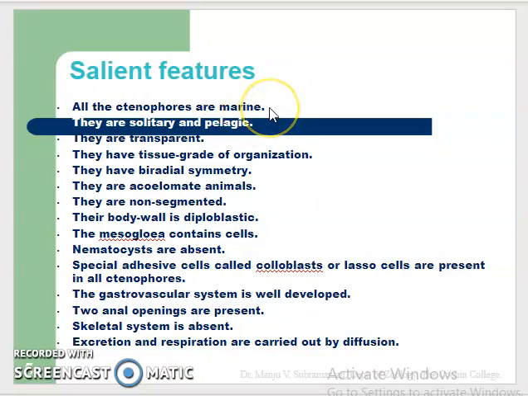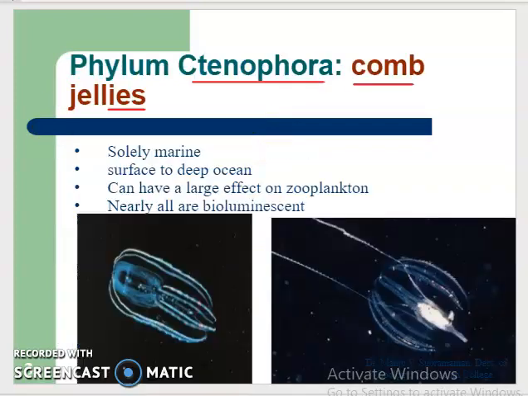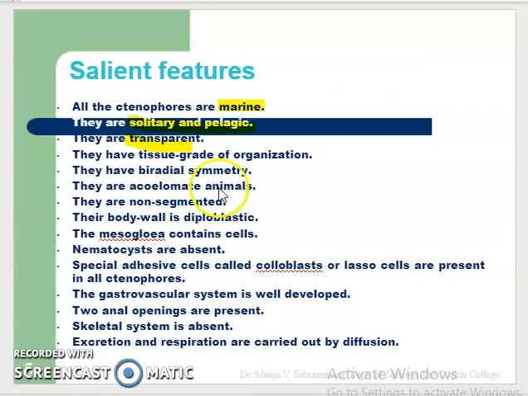First of all, these organisms are mainly marine forms. They are solitary and pelagic. Solitary means they are seen as individual forms, and pelagic means these organisms are usually found in the surface waters, and they are transparent forms. In this picture, it's clear they are transparent forms. You can see all the internal structure here.